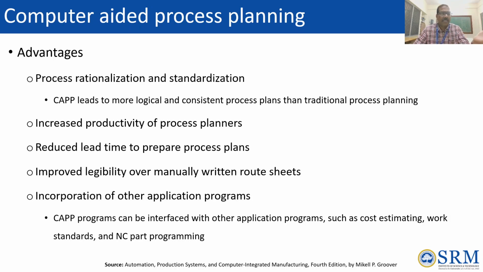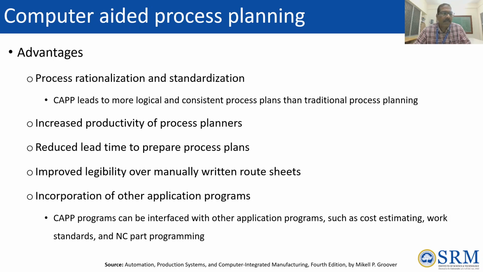From the process planner we can extract more productivity than the traditional way, and we can prepare the process plan a little quicker than the traditional way, so reduced lead time. Then legibility over manual written route sheets. With a computer program, the legibility will be there. Then other tools also: CAP can include other programs like cost estimating applications, or making work standards, or an NC part program if you want to create. We can club them together.